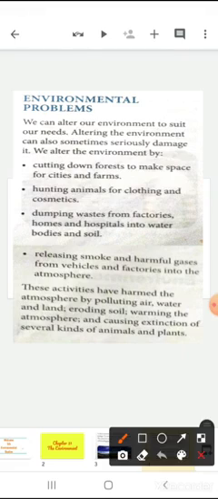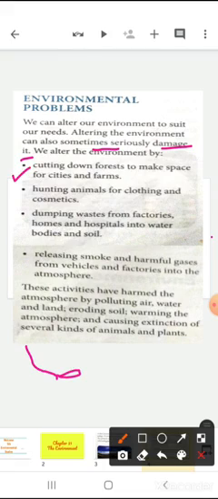Now as the name of the chapter is the environment, first of all, we have to look at the environmental problems. What environmental problems are we facing, or is the environment facing? We can alter our environment to suit our needs. Altering the environment can sometimes seriously damage it. Like if we need land for making buildings, we have to cut down the forest.